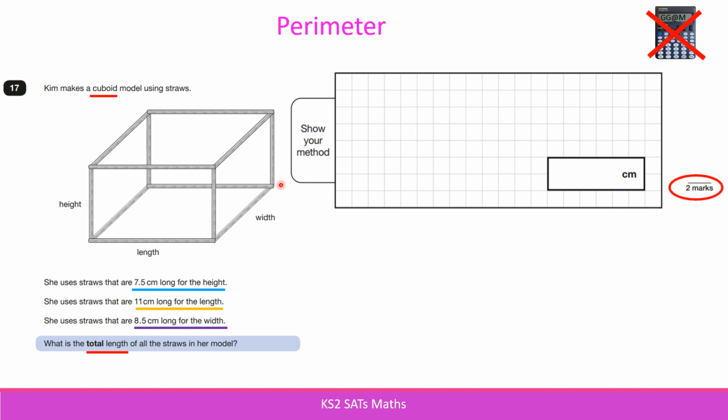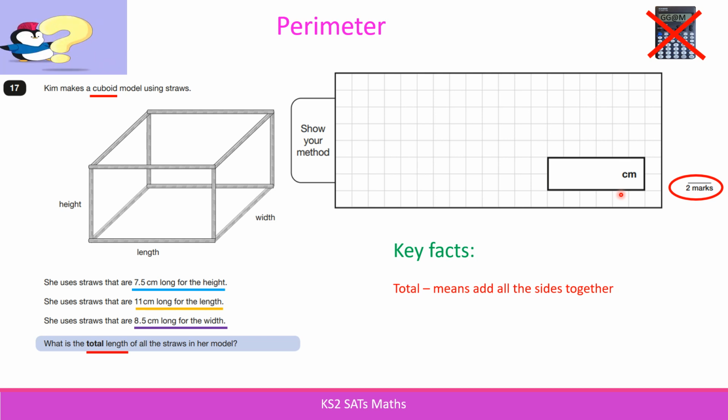This is going to be worth 2 marks in the exam, and you need to write your answer in the box provided. So the key fact that you need to know to answer this question is what the word total means. In this case, total means add together all the sides. So you need to add together all the different sides that you can see, all the straws, and write your answer in this box here.